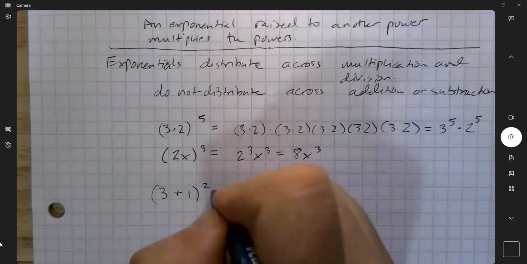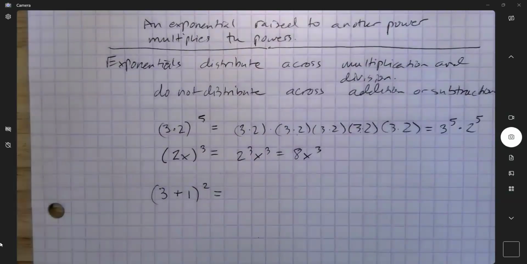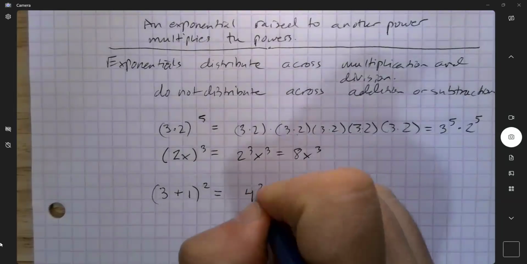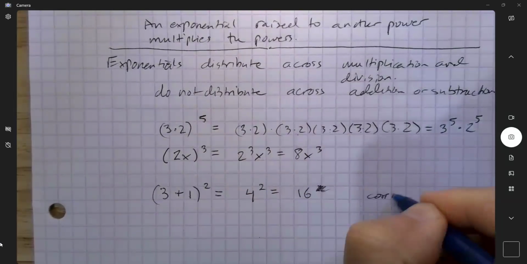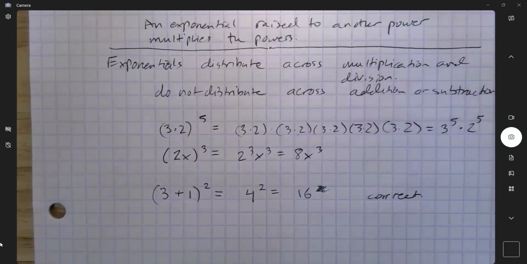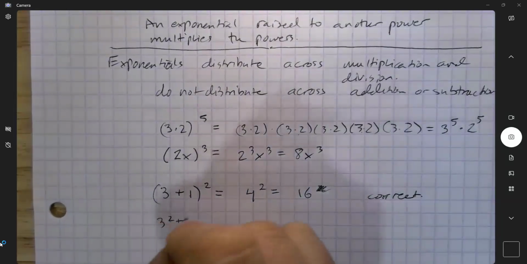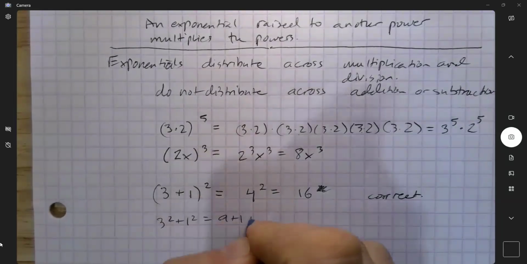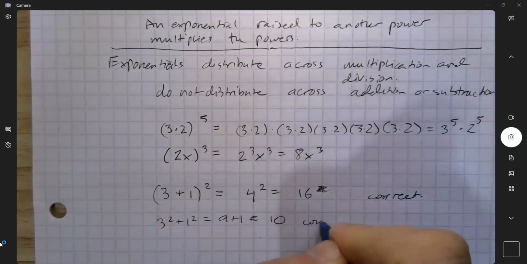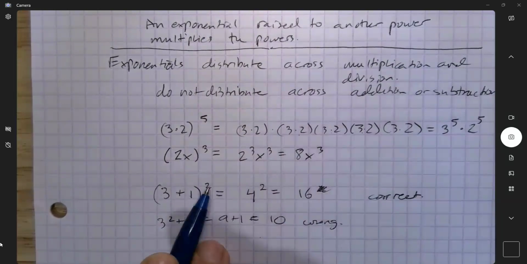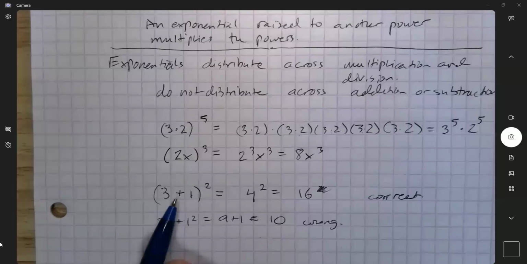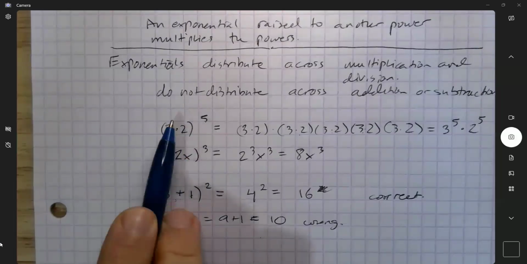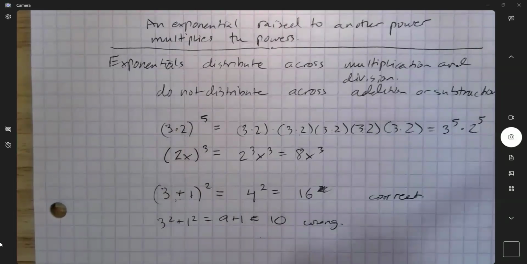I think this is going to work. There are exceptions to everything, but I think I'm safe here. 3 plus 1 all squared. Well, I would do this as 4 squared, which is 16. And that's definitely correct. But if I tried 3 squared plus 1 squared, that'd be 9 plus 1, which is 10, and that's wrong. So powers or exponentials do not distribute across addition or subtraction. They distribute across multiplication or division.